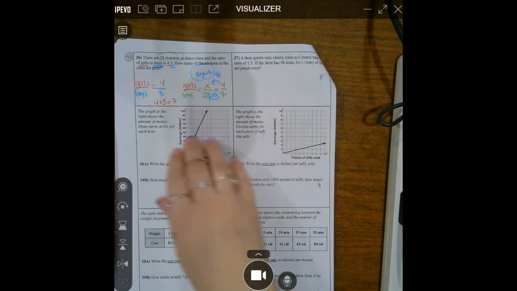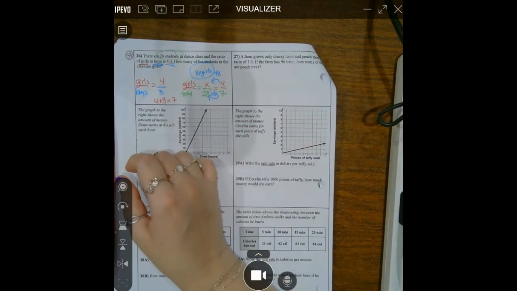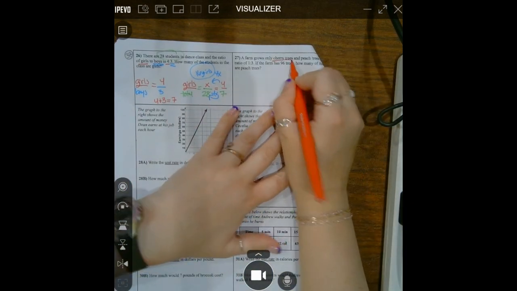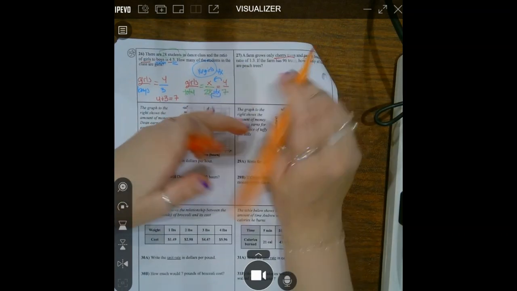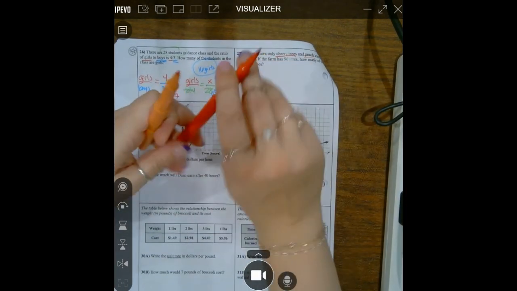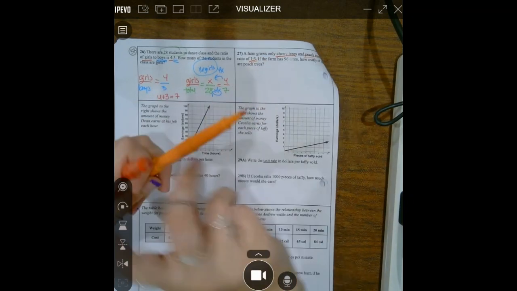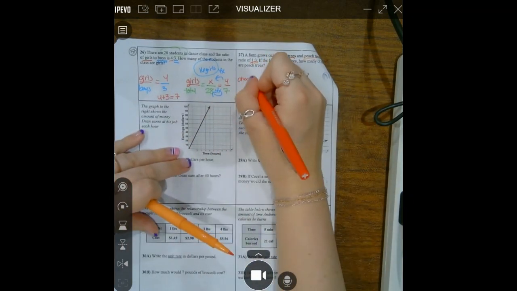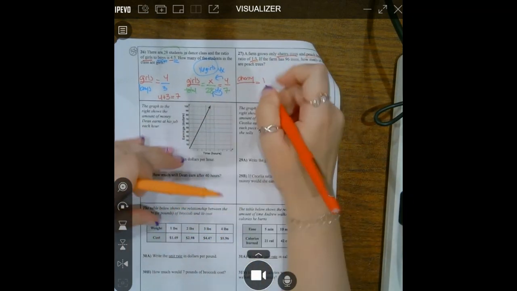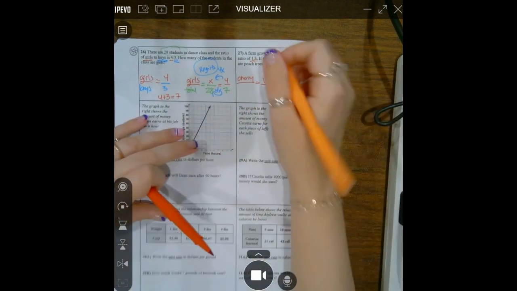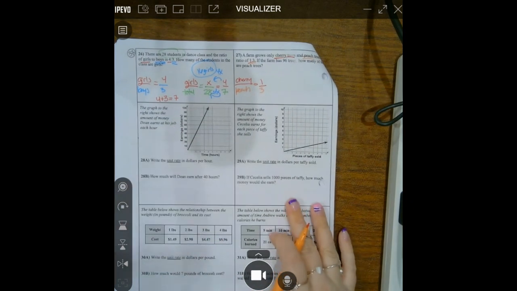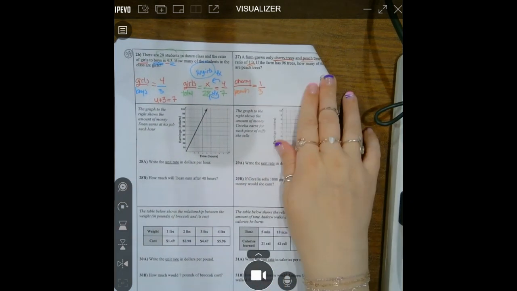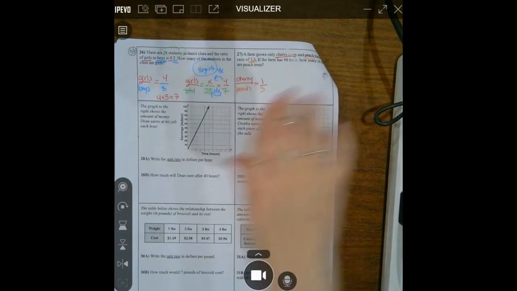Okay, you're back with us. It says a farm grows only cherry trees and peach trees. Okay, so you have cherry and peach, and the ratio is 1 to 3. So cherry is on top, and it's representing 1. And for every 1 cherry tree, there are 3 peach trees. Okay. Then they said, if the farm has 96 trees, how many of them are peach?